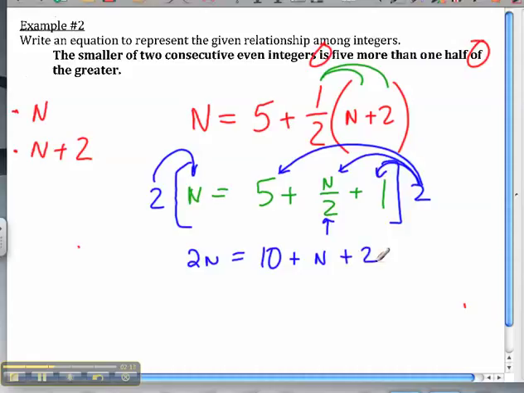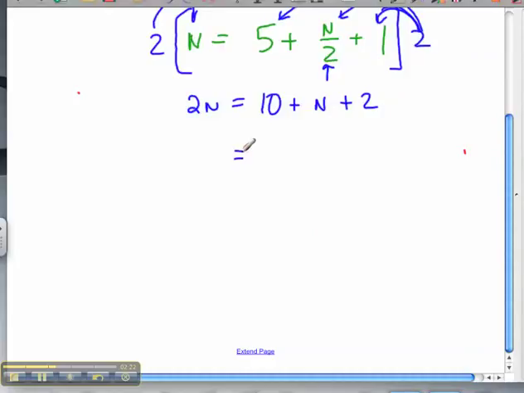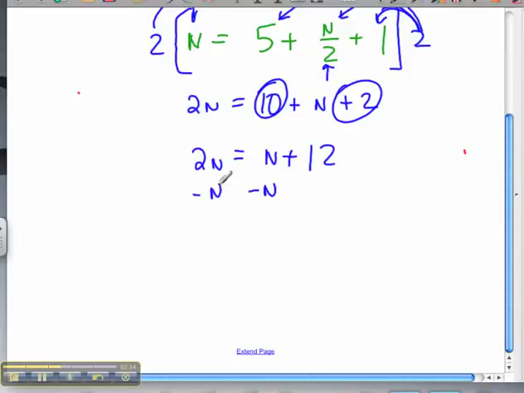Now I'm ready to simplify, and this is a lot easier. So I'm going to get 2n is equal to n plus 12, because I'm going to combine the constants. Then I'm going to subtract n from both sides because I want to get the variables on the same side, and I'm left with n is equal to 12. Now let's see if it works.